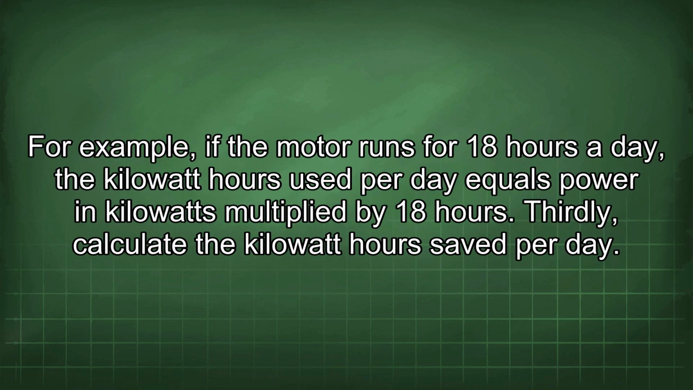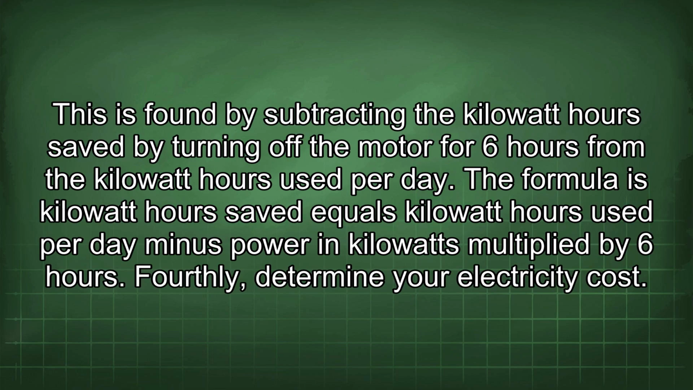For example, if the motor runs for 18 hours a day, the kilowatt-hours used per day equals power in kilowatts multiplied by 18 hours. Thirdly, calculate the kilowatt-hours saved per day. This is found by subtracting the kilowatt-hours saved by turning off the motor for 6 hours from the kilowatt-hours used per day. The formula is kilowatt-hours saved equals kilowatt-hours used per day minus power in kilowatts multiplied by 6 hours.